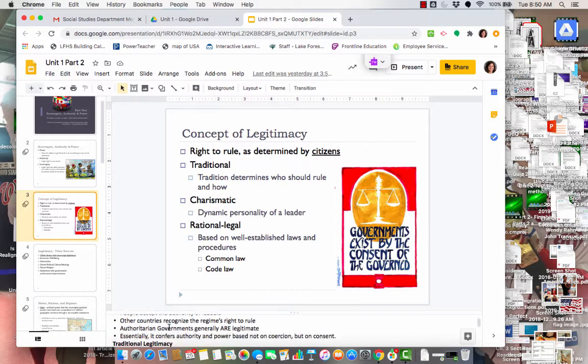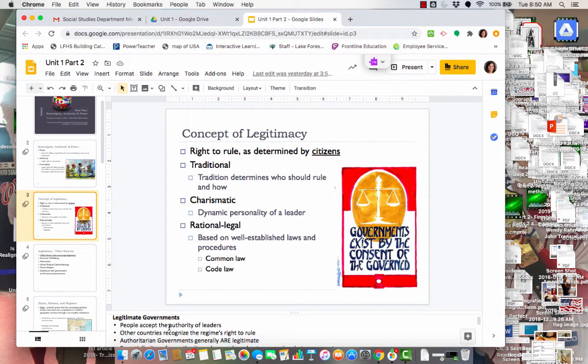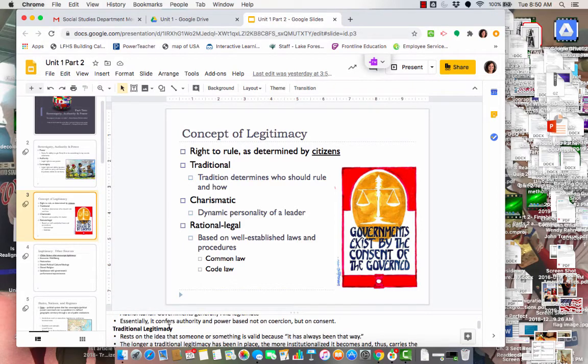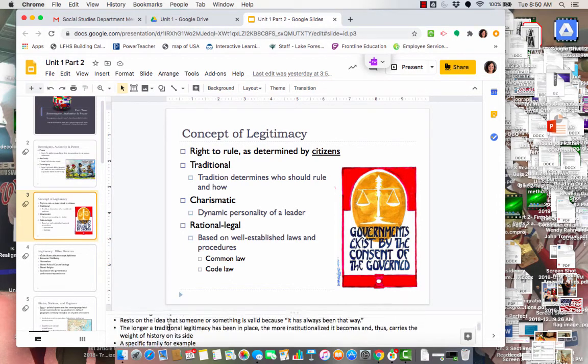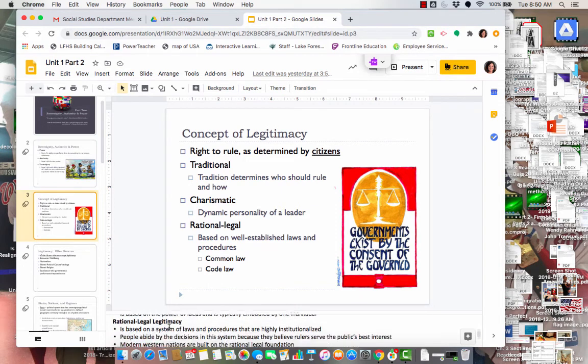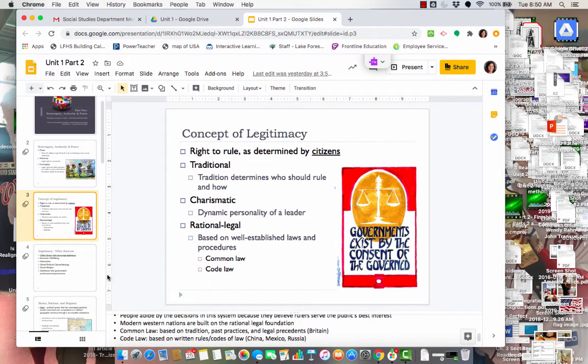So when we're talking about legitimate governments, people accept the authority of the leaders. Other countries recognize that that regime has the right to rule. So this can happen in authoritarian governments, right? Even though in authoritarian governments there's not a lot of power to the people, some people really respect the government still, like in Russia and China. Those are authoritarian governments, but the governments have high levels of legitimacy. If you want more clarification on traditional, charismatic, and rational, you can look in the speaker notes.